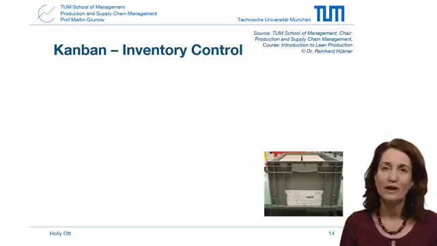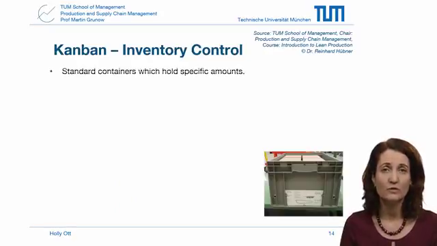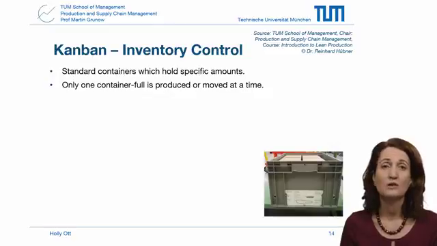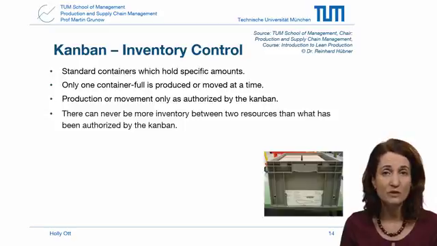We will now review how Kanbans facilitate inventory control in production. Kanban systems allow control of the work in progress, as standard containers hold specific amounts and only one full container is produced or moved at a time. Now, as we said, there's production or movement only as authorized by the Kanban, which means there can never be more inventory between two resources than what has been authorized by the Kanban cards.